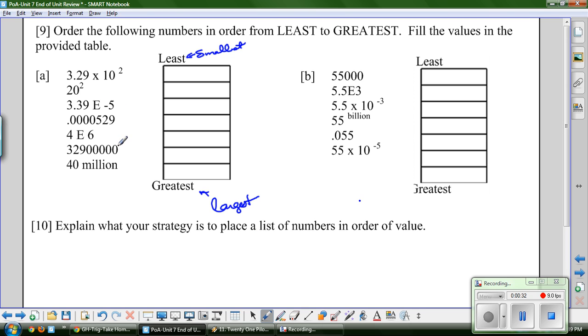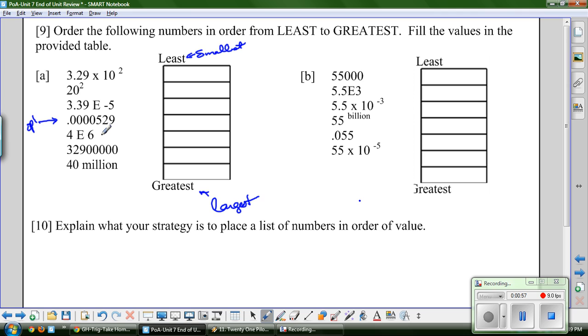If you're looking at these numbers, I think the hardest thing about ordering is that everything looks weird. For me, the strategy is to change all these numbers so they look the same, in a form I can order very quickly. So you really have two choices. You can make every number look like this, which is option 1. In other words, make everything decimal.